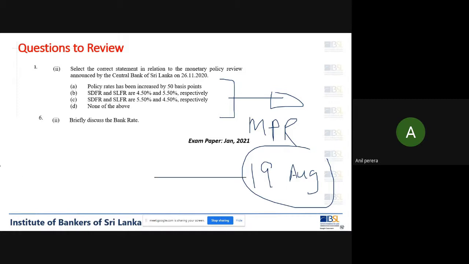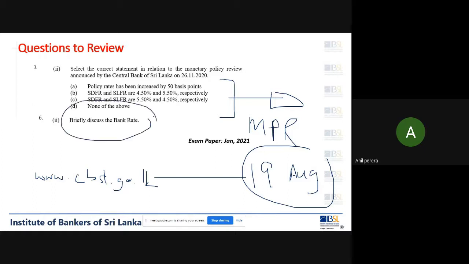As I said, it is published on www.cbsl.gov.lk or any website, any paper, newspaper, even media. You will find this information, monetary policy review. That will be published on 19th August, and that will give you the new rates if the rates are changed. We don't know. Central bank might change or not, but that will be an important document.